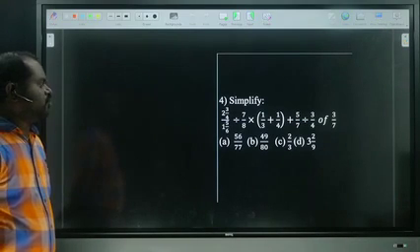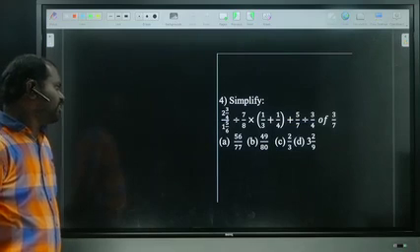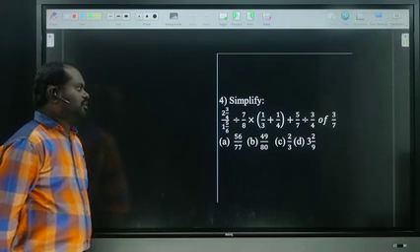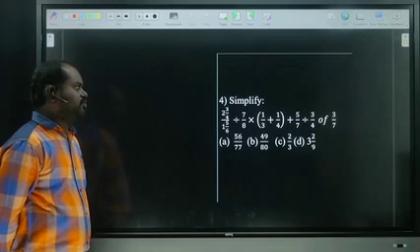Now once try this. 2 3 by 4 divide by 1 5 by 6 divide by 7 by 8 into 1 by 3 plus 1 by 4 plus 5 by 7 divide by 3 by 4 of 3 by 7.